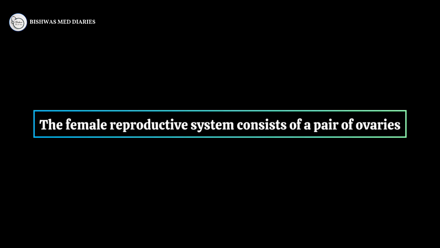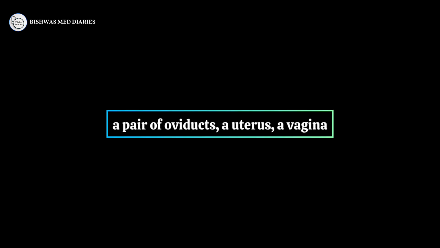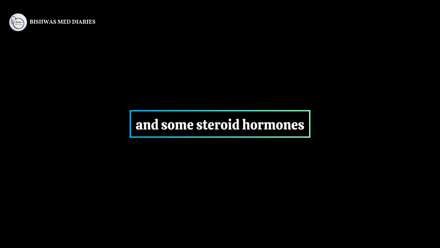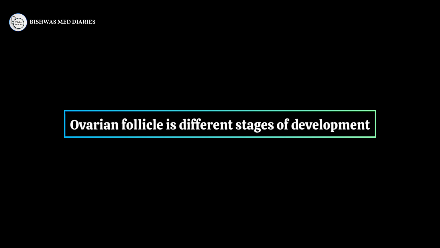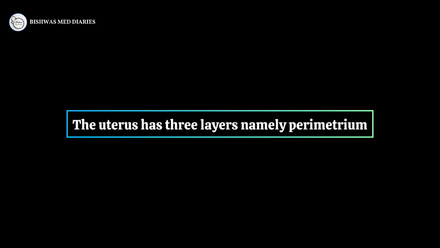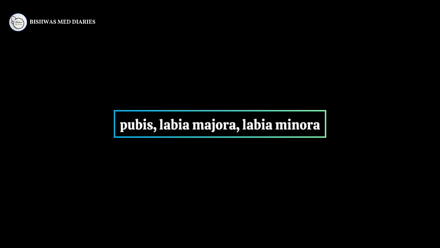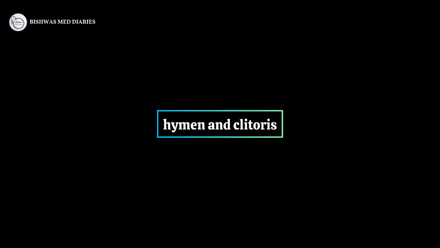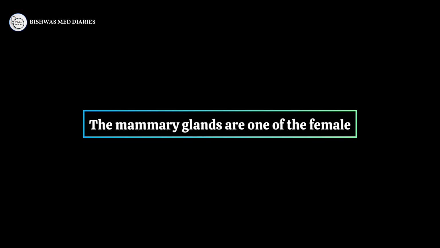The female reproductive system consists of a pair of ovaries, a pair of oviducts, a uterus, a vagina, external genitalia, and a pair of mammary glands. The ovaries produce the female gamete and some steroid hormones. Ovarian follicles in different stages of development are embedded in the stroma. The oviducts, uterus, and vagina are female accessory ducts. The uterus has 3 layers, namely perimetrium, myometrium, and endometrium. The female external genitalia includes mons pubis, labia majora, labia minora, hymen, and clitoris. The mammary glands are one of the female secondary sexual characteristics.